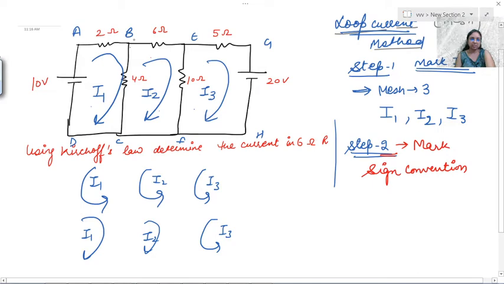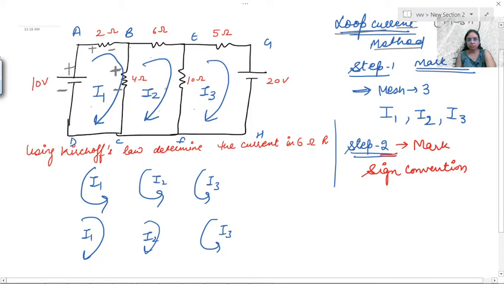Now you are seeing your room. You are moving from A to B, so mark positive, negative, right? You are moving from B to C, then mark positive, negative here, because you are going from the positive terminal to the negative terminal. C to D, nothing is there, leave that. Battery: the big one is positive and the small one is negative. Now I have marked mesh 1.